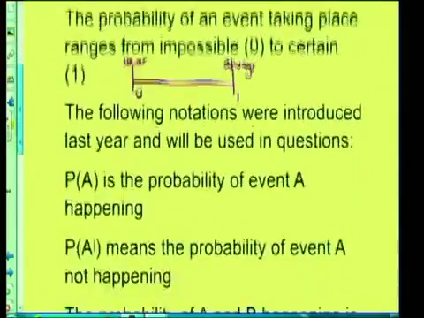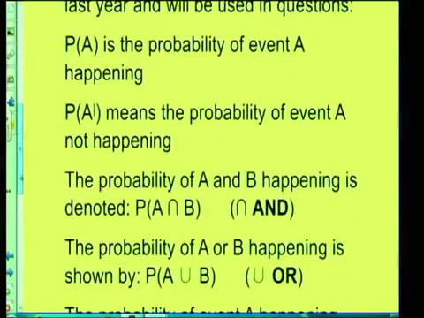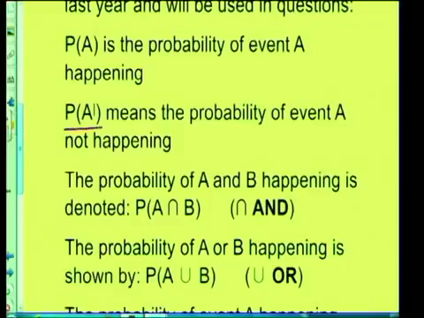Right, the following notations were introduced last year and will be used in the question. Now, I've already mentioned the first one. The P of A is the probability of event A happening. So if I was looking for throwing the 6, I might say the P of a 6 or something like that. If I use P of A dashed, this means the probability of event A not happening.